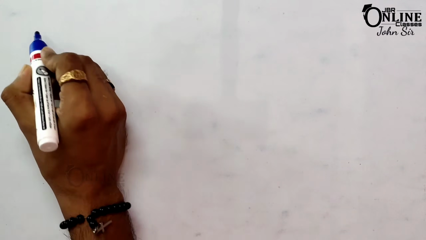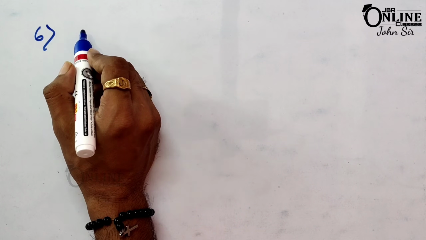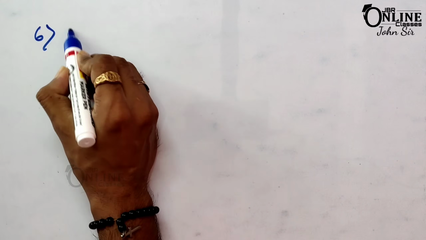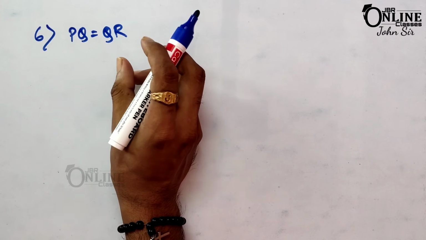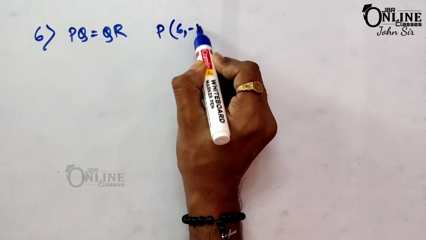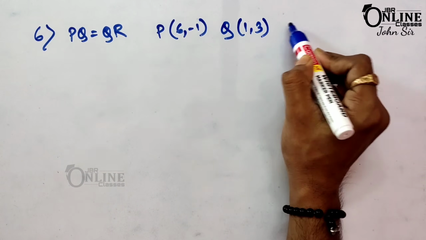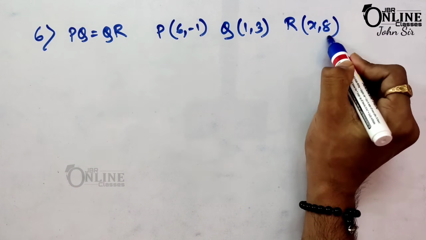Now sum number 6. In sum number 6, find the value of x such that PQ equal to QR, PQ equal to QR, where the coordinates of P are 6 comma minus 1, coordinates of Q are 1 comma 3, and coordinates of R are x comma 8.